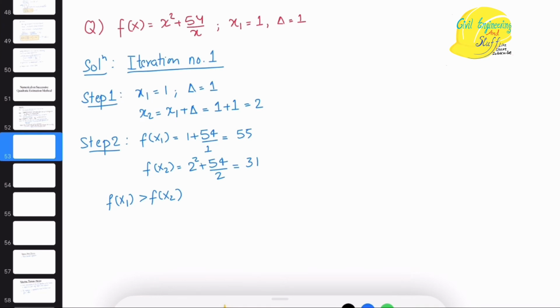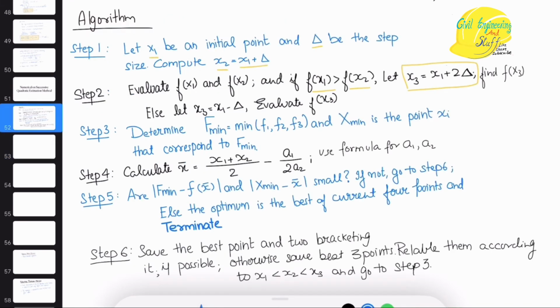All right, so let's find out. Our point x3 will be equal to x1 plus 2 delta. X1 was 1, delta was 1, so the value of point x3 will be 3. Let us find f(x3). 3 square plus 54 by 3, so this will be 27. So we have found the value of f(x3), and we have completed our step number 2.